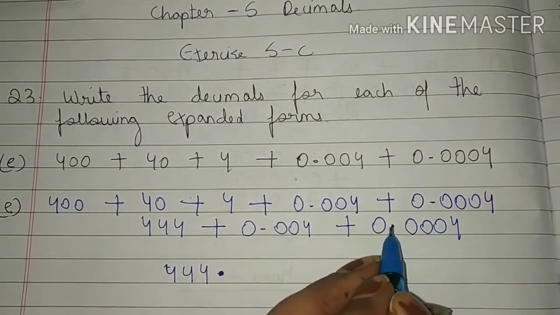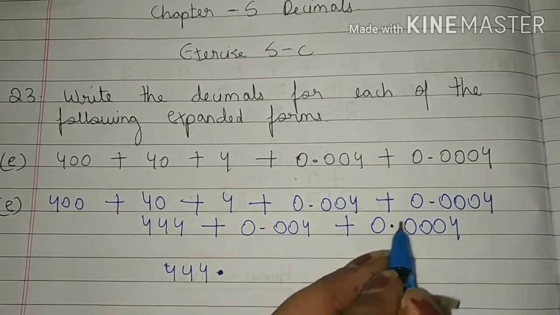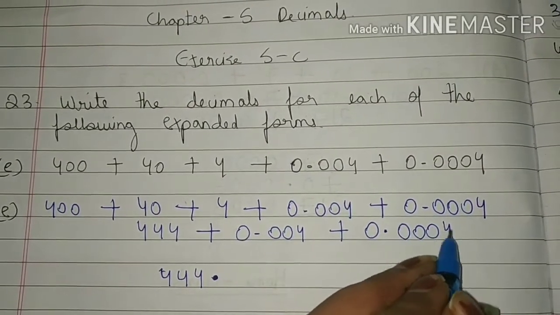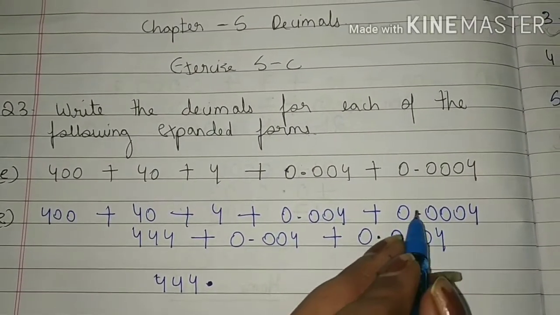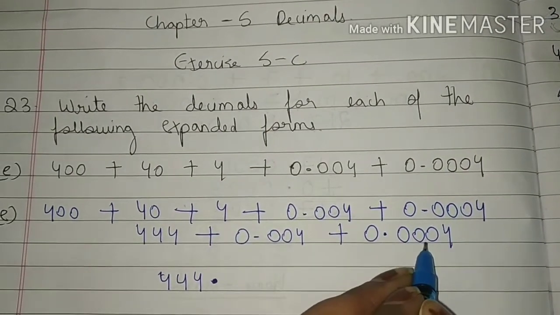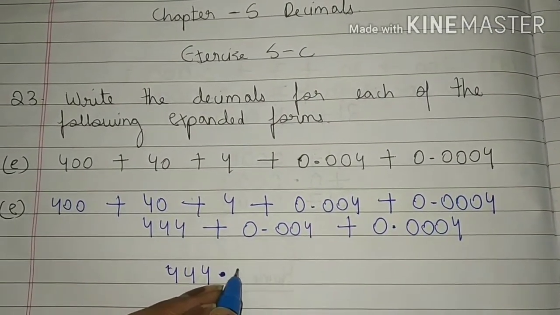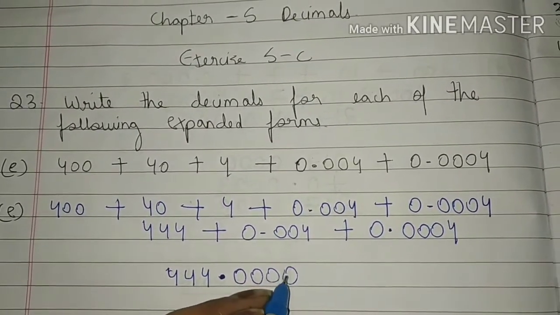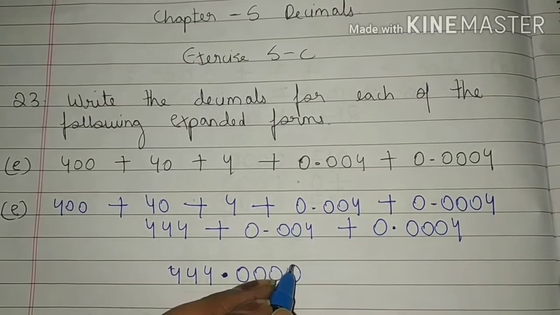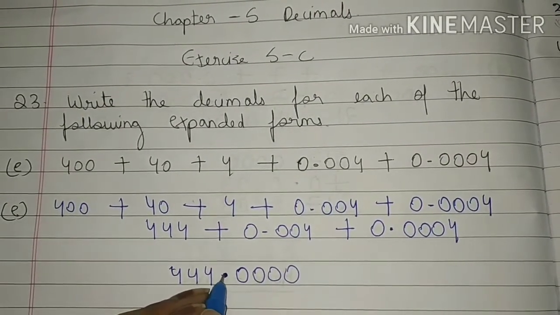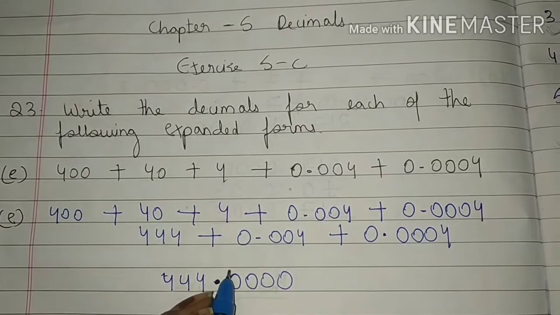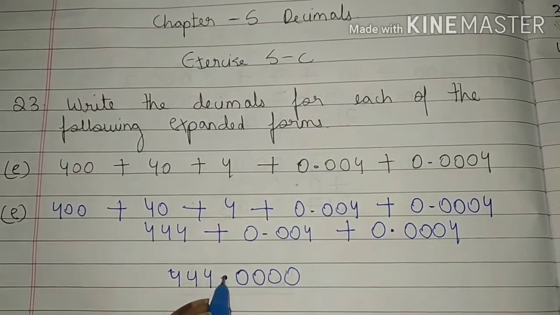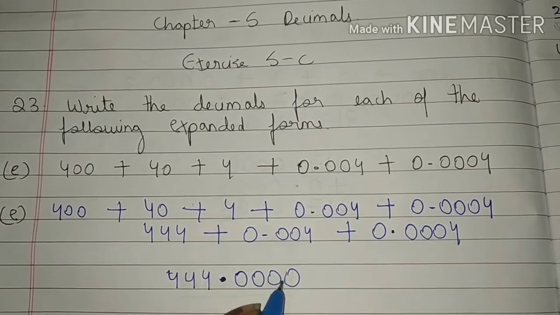Now students, you can see here after a decimal point 4 numbers are given to you: 1, 2, 3, 4. So students, here we will write 4 times 0. Students, just to make our calculation easy, we will put a decimal point here and after that we will write 4 times 0. Students, after a decimal point there is no value of 0.